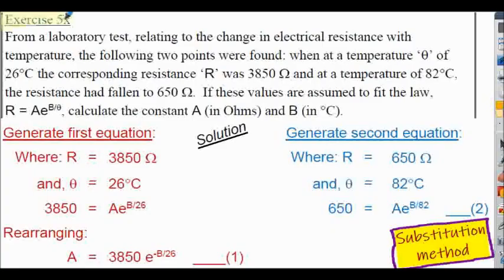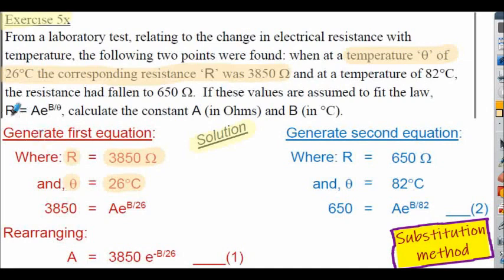So here's exercise 5x, beginning of the solution. As in all the questions, we're going to generate 2 equations from the information given in the question. So the first equation relates to a temperature of 26 degrees C and a corresponding resistance of 3850 ohms. So extract the information from the question: R is 3850 ohms and theta is 26 degrees C.